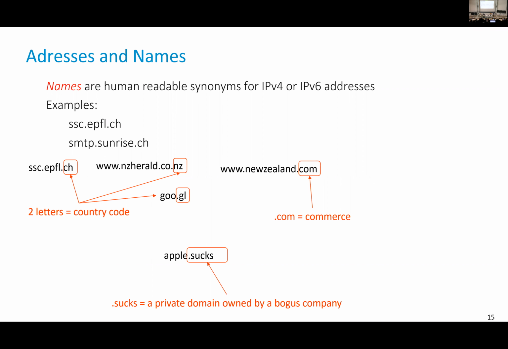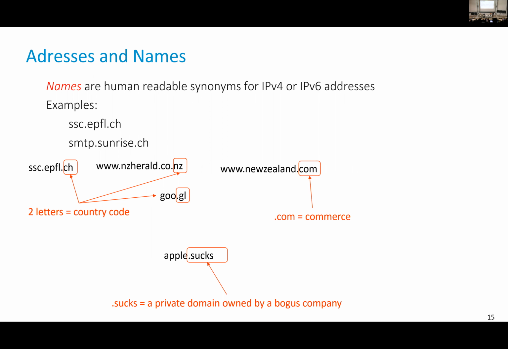Names are structured. They are, for example, ssc.epfl.ch, and as you know, the left is the most specific, the right part is the most general, the opposite of IP addresses here. And the two letters at the end mean it's a country code. So .ch is Switzerland, .li is Liechtenstein, .fr is France, etc.